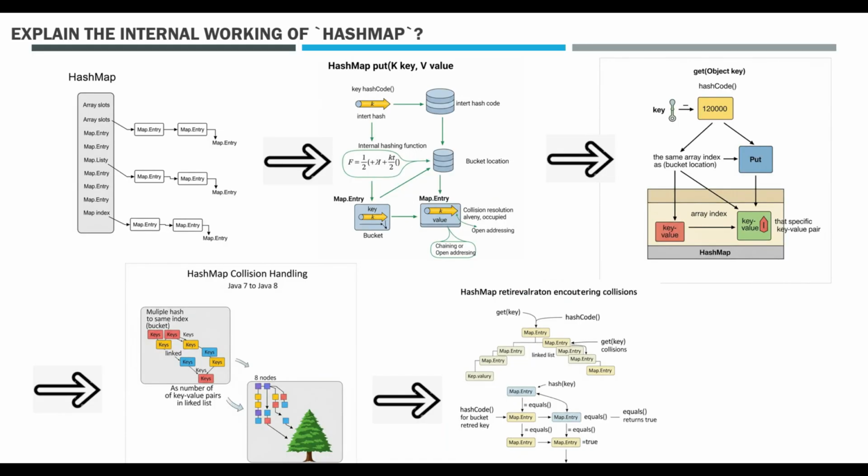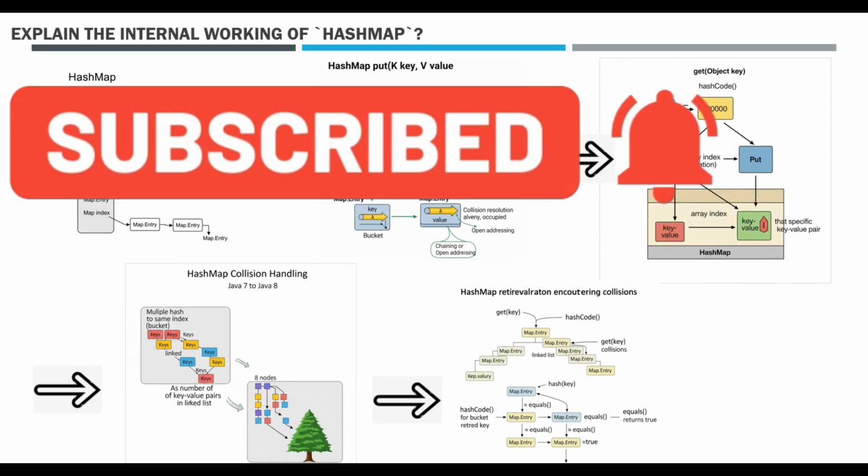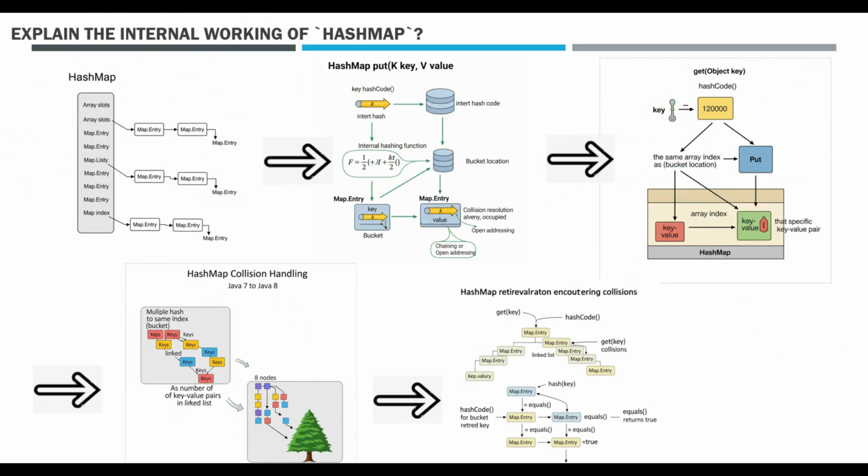Then comes how the put operation happens in the hash map. When you call put with the key and the value, the hashCode method of the key object is called. The hash code is then used by the hash map internally, through the hash function, to calculate the index, the bucket location, in the underlying array where the entry object should be stored. The entry object, which contains the key and the value, is then placed at that calculated index.